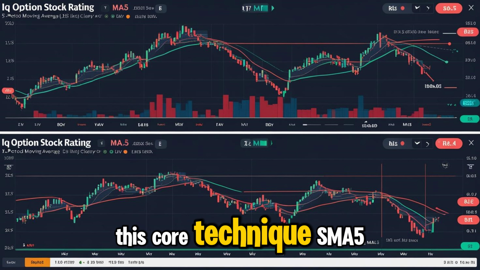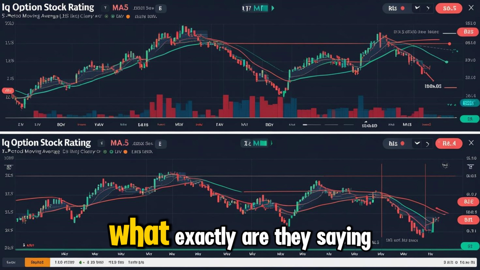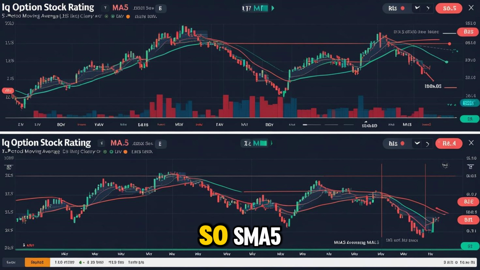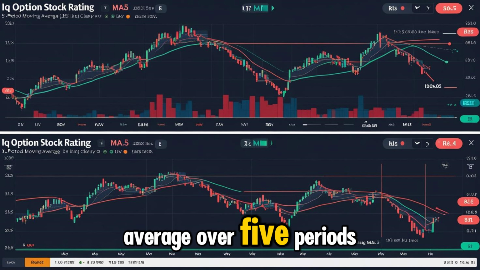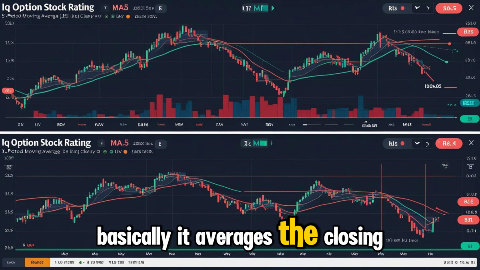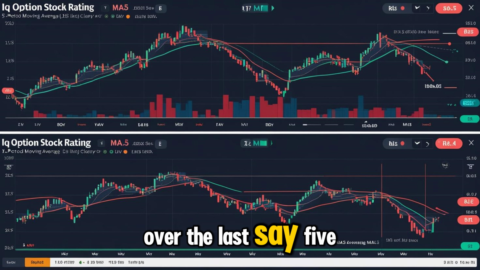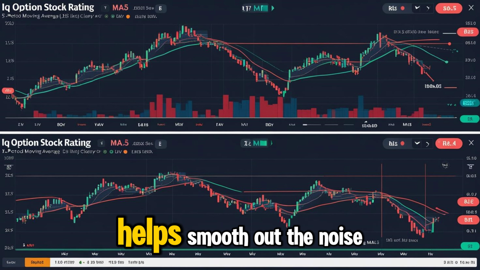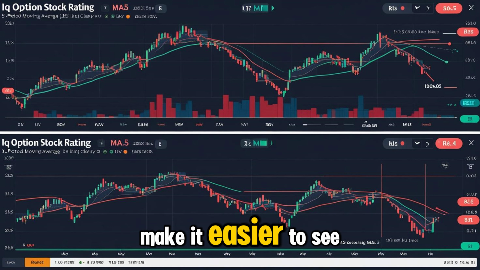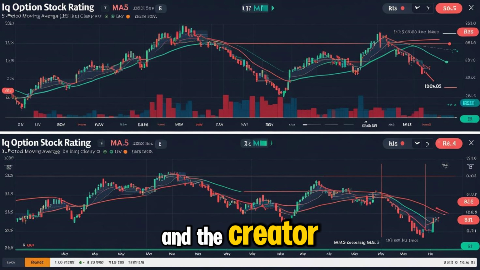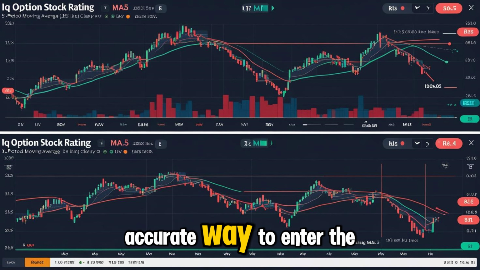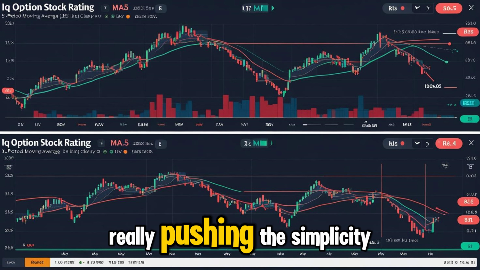This core technique, SMA5. What exactly are they saying it is? So SMA5 stands for Simple Moving Average over 5 periods. Basically, it averages the closing price of something over the last, say, 5 minutes or 5 days. Helps smooth out the noise. Make it easier to see a trend, kind of? That's the idea. And the creator keeps calling it accurate and easy to use, a simple, practical, accurate way to enter the market, really pushing the simplicity.